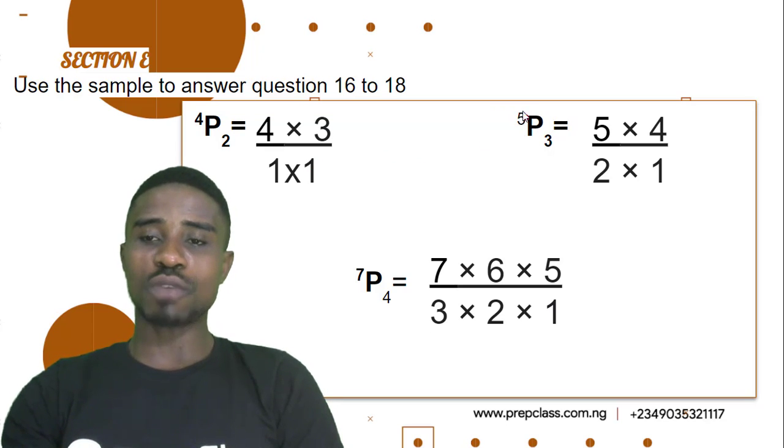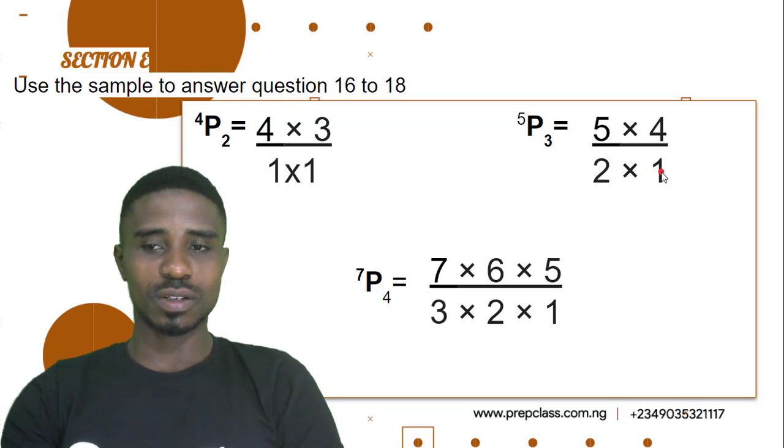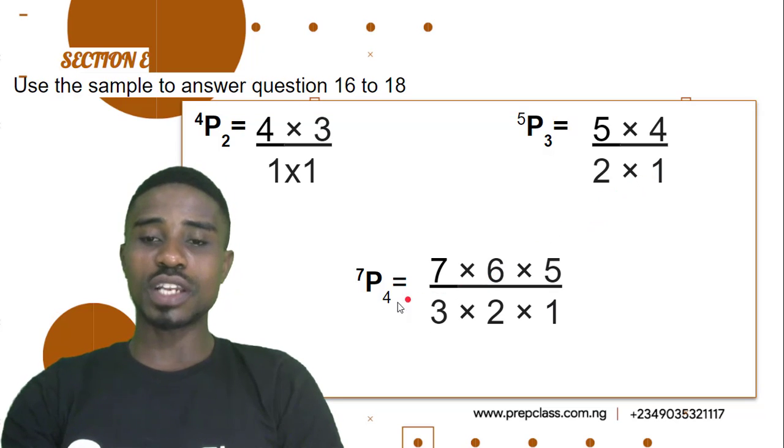Now we have 5, and we have 3. So on the numerator, it's going to be 5 times 4 times 3, and like that. On the lower row, which would give the answer for the denominator, we'll have the lesser number, 2 times 1. So assuming we have 4 here, we'll start from 3 times 2 times 1. All right, let's try it for the next one.